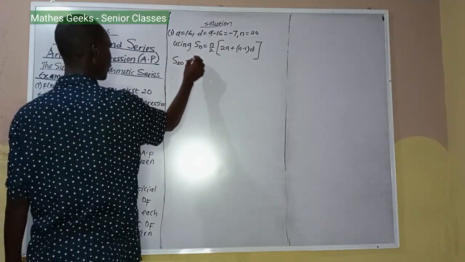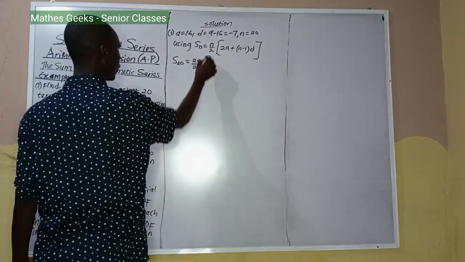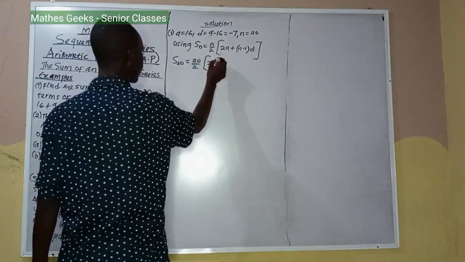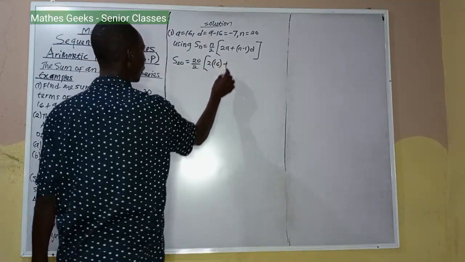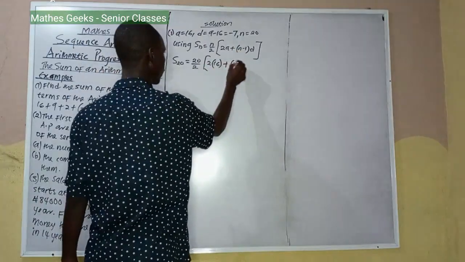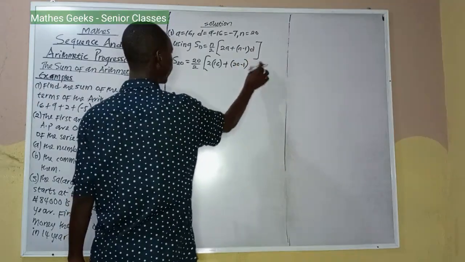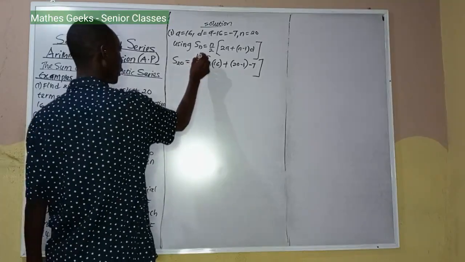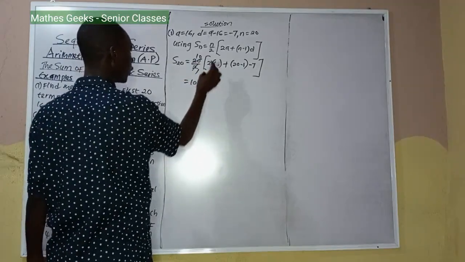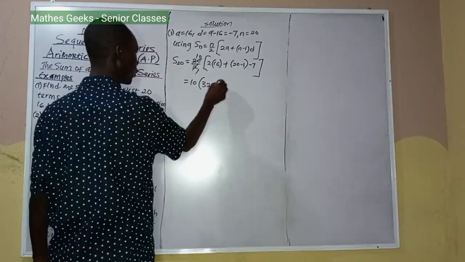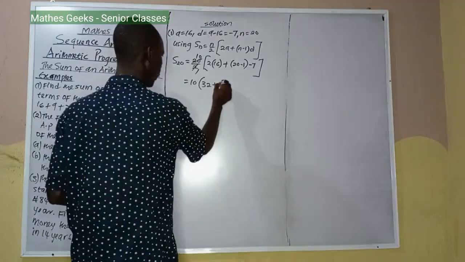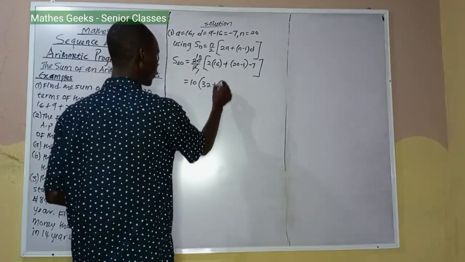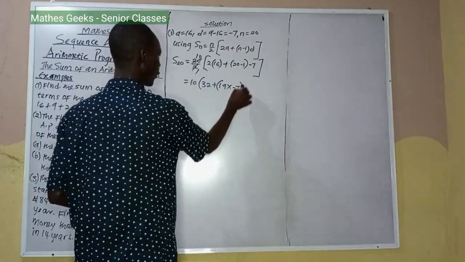S20, the first 20 terms, is 20 divided by 2, times 2 times our first term, 16, plus 20 minus 1, times the common difference, minus 7. 2 here, 1, 2 here, 10. So 10 times, 2 times 16 is 32, plus 19 times minus 7.